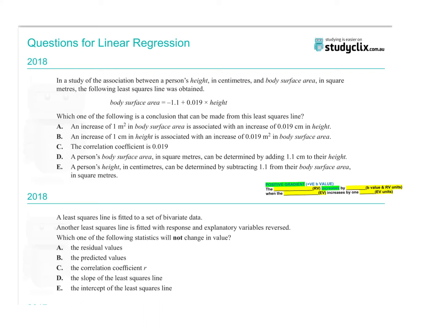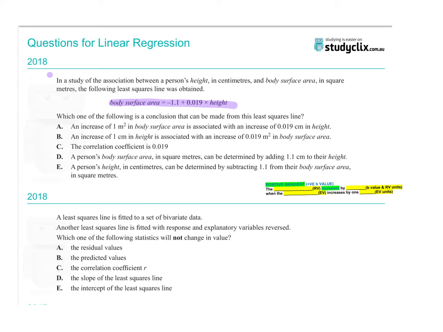Okay, in a study, the association between a person's height in centimetres and body surface area in square metres, the following least squares line was obtained. So which of the following is a conclusion that can be made from this least squares line? An increase of 1 metre square body surface area is associated with an increase of 0.